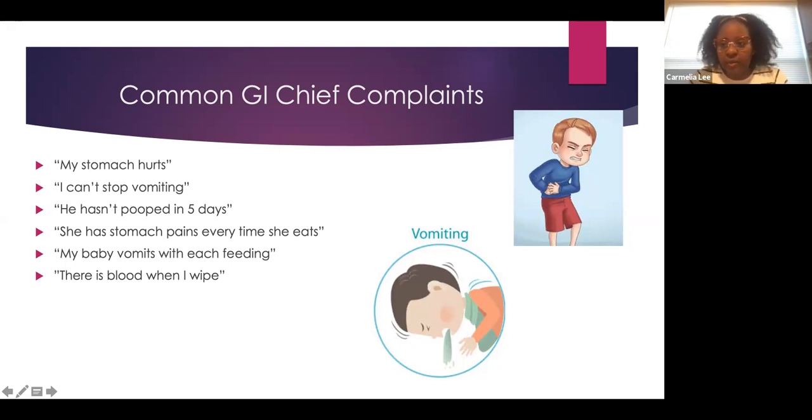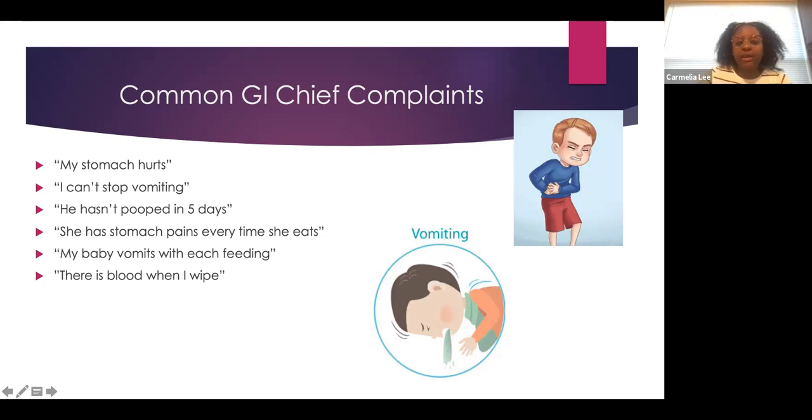I can't stop vomiting. Again, how many days, how many times a day, what have you used? He hasn't pooped in 5 days. So this may be a complaint of constipation. The mom may say he's constipated, or the kid may say, I can't go poop. Or the mom may say she hasn't seen poop in the diaper for a week. So those are all variations of that complaint.